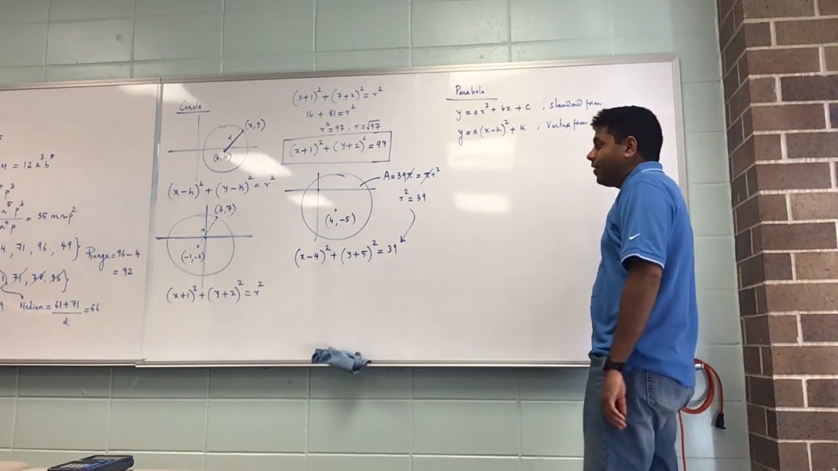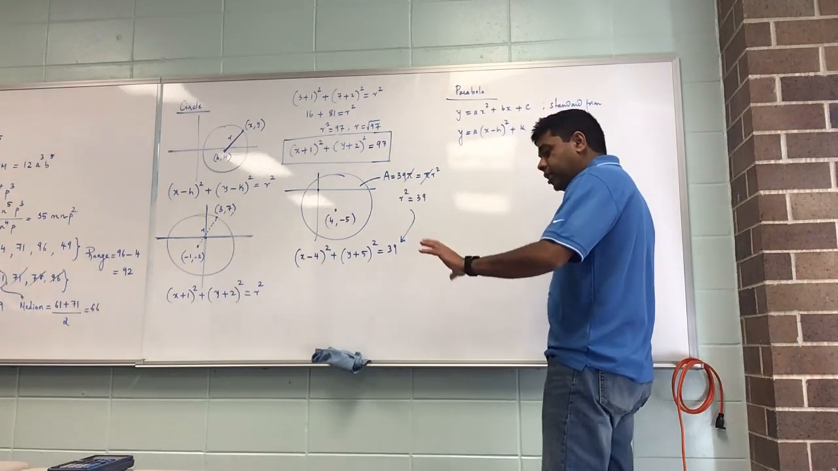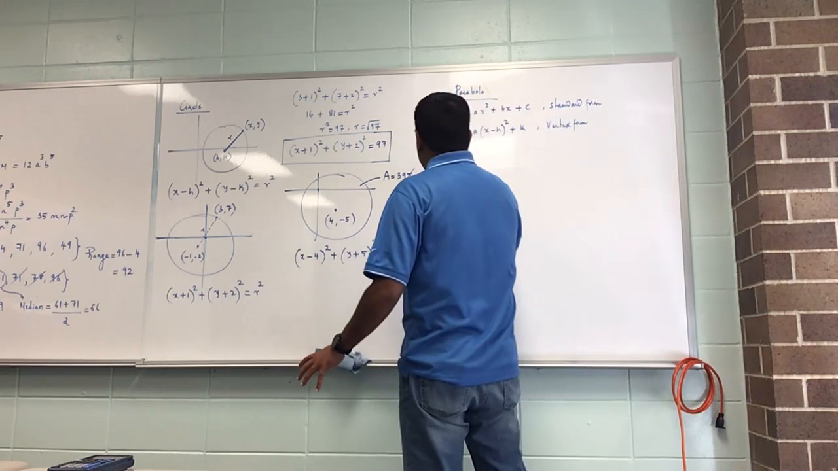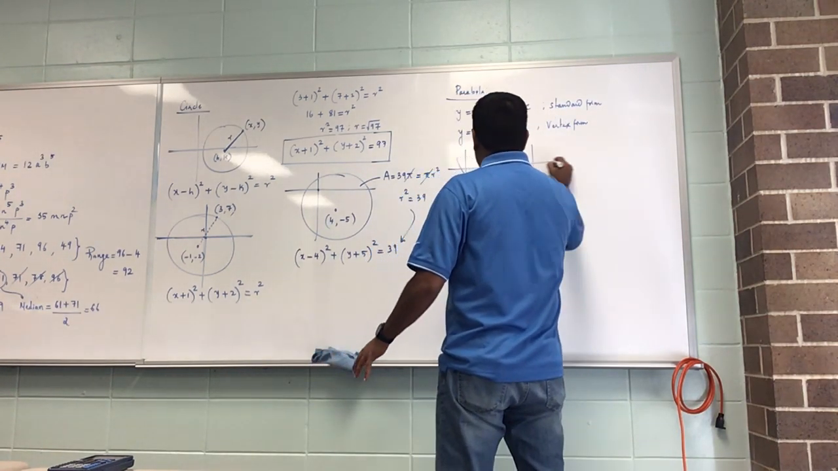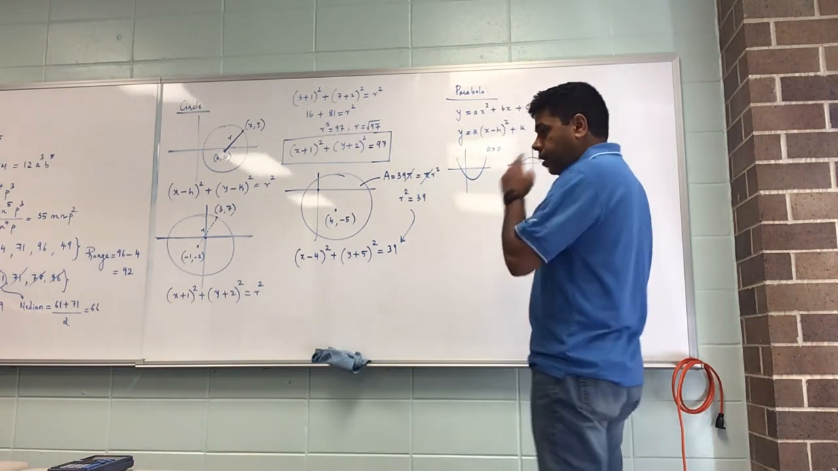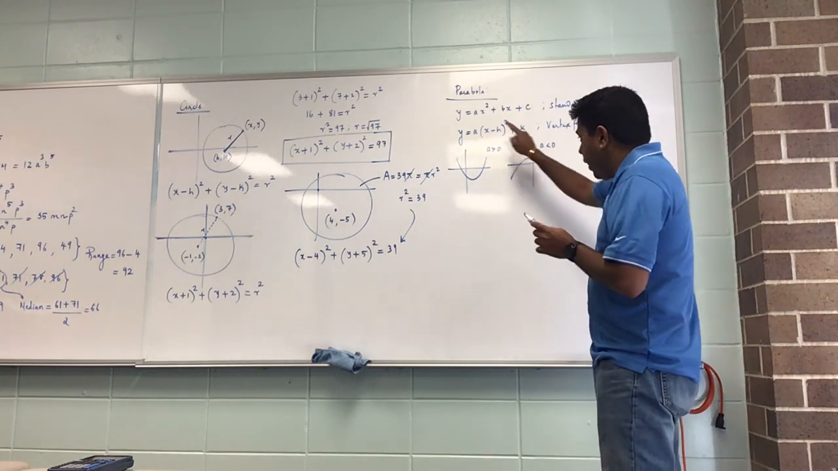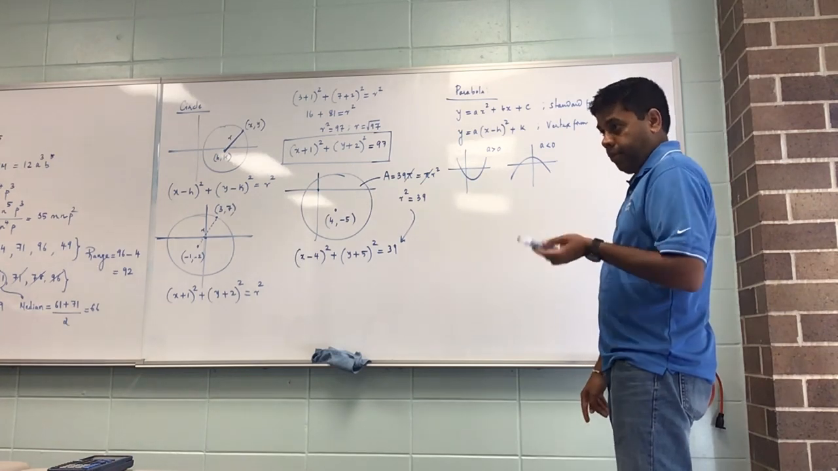So let's get started here. Let's talk about a, okay? A decides the directionality of the parabola. So if it is like this, a is greater than 0. If it is like this, a is less than 0. Make sense? And when you look at the multiple choice answers, if it is like this, a has to be negative, boom, you can eliminate answers. Make sense?